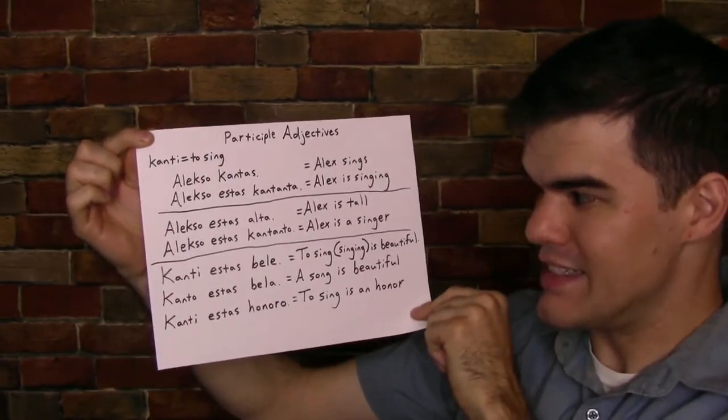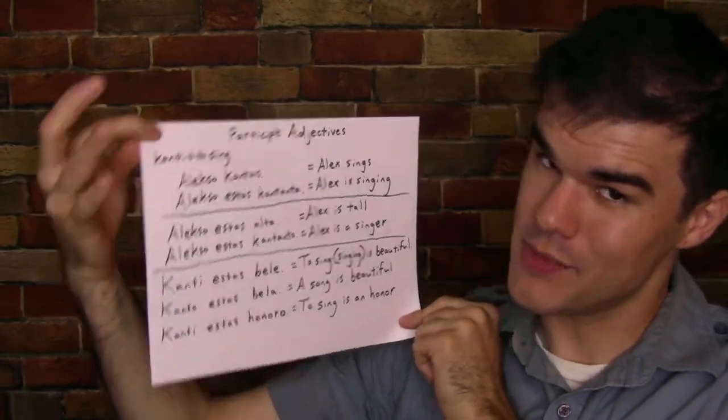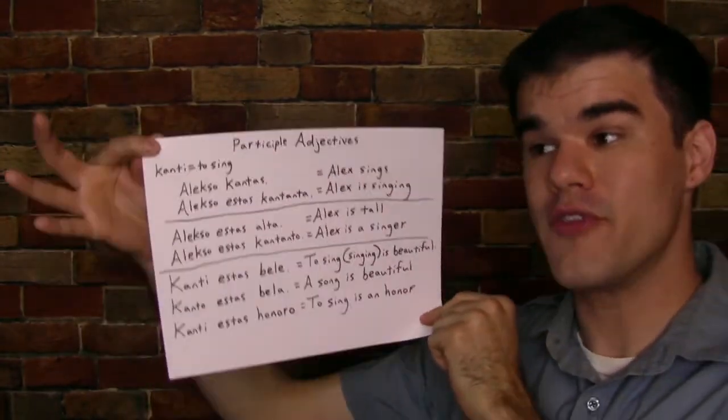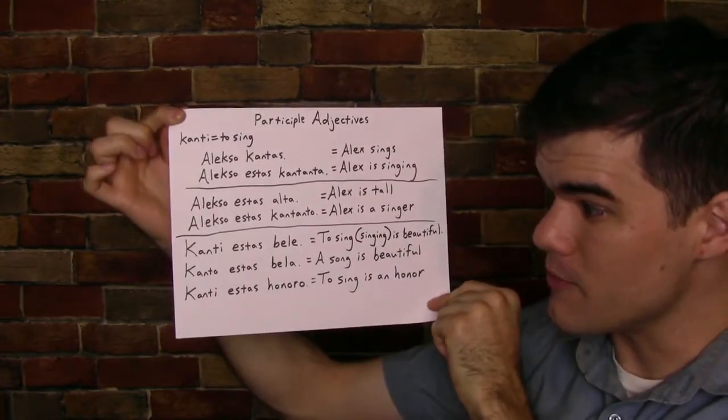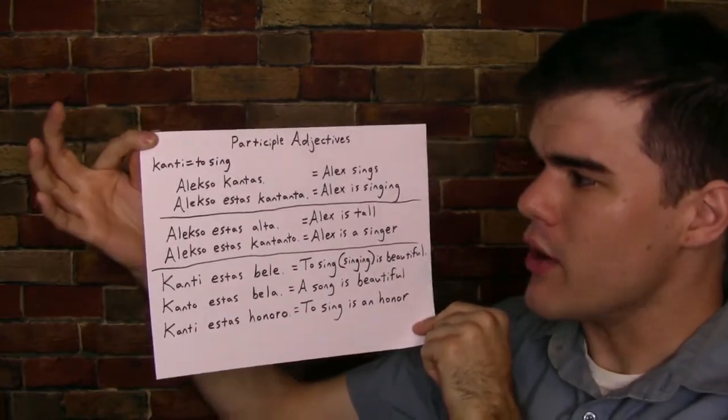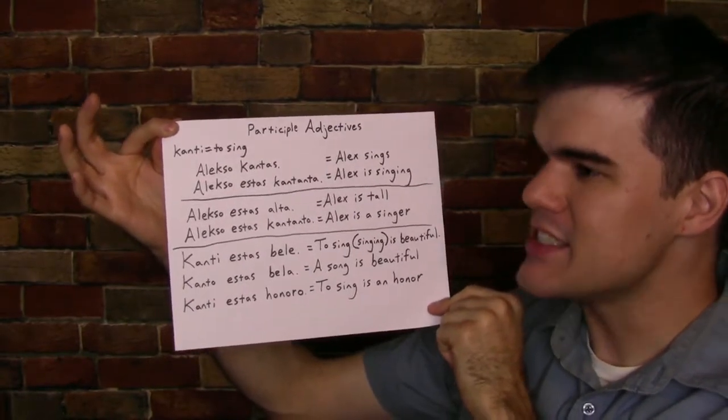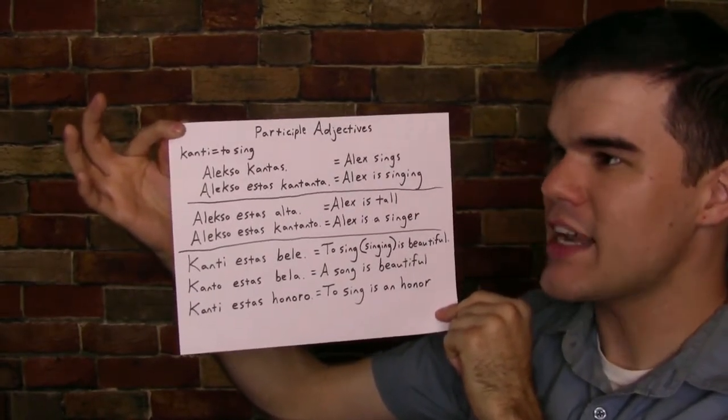He was a cantinto. Well, now it'd be past tense. We're talking about yesterday's party. But right now, if he's over there singing, then he is a cantanto. He is a current singer. Now you might be tempted to go, okay, Alekso estas cantanta. Alex is singing. So the word for singing is cantanta.